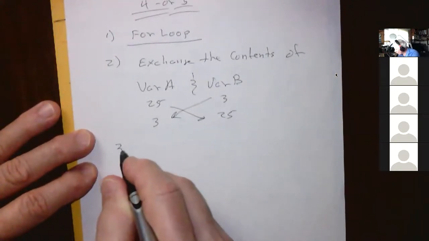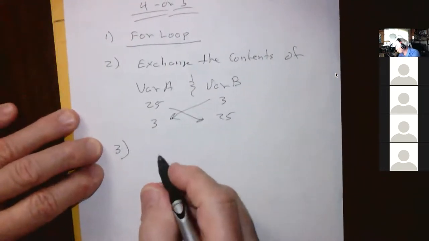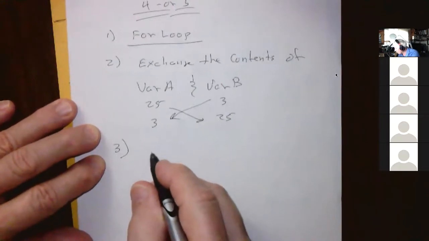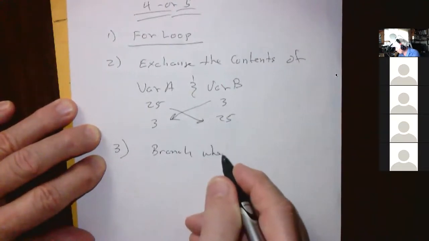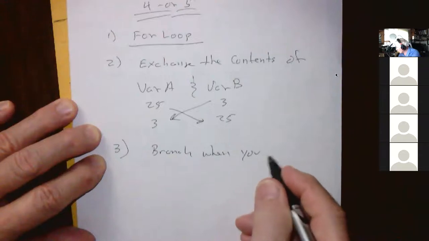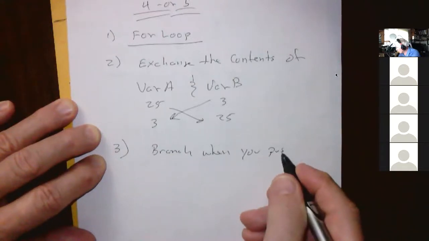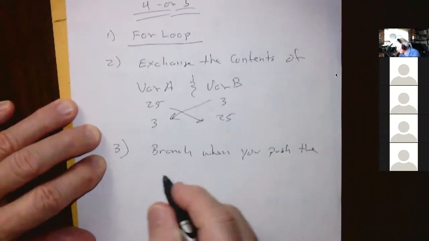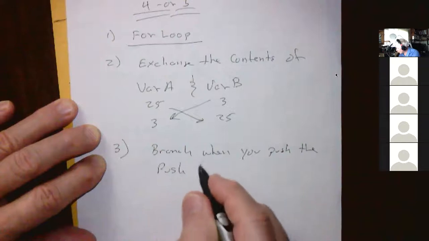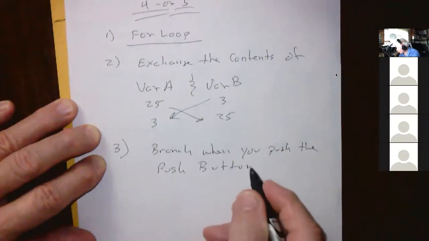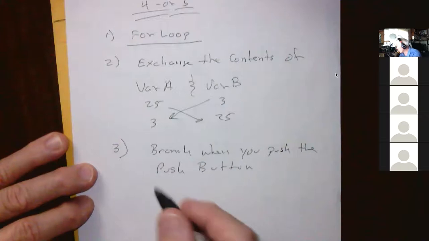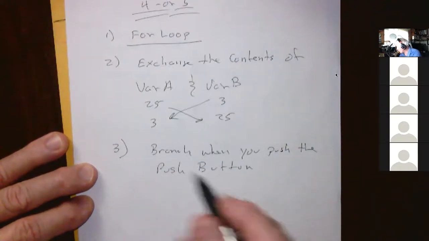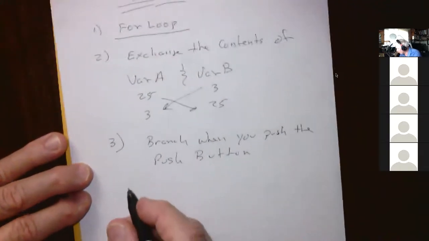And then I want to write a program where we're going to branch when you push the push button. So we'll read the push button and we'll do a loop. And when you finally push the button, you'll jump out of that loop and go somewhere else.